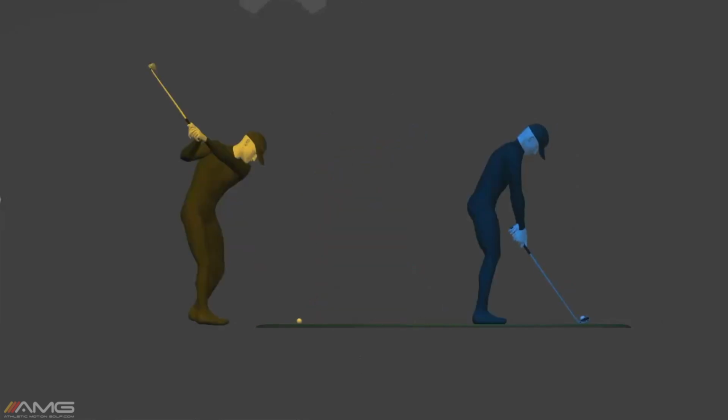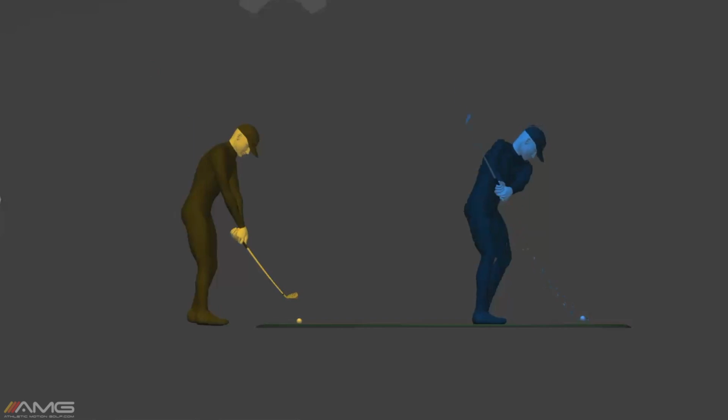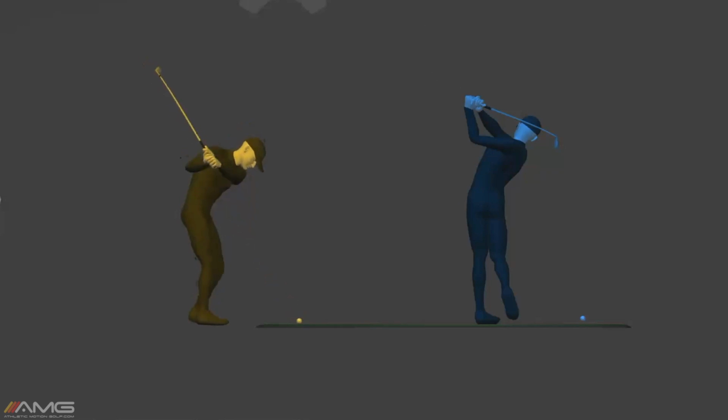And let's take the tour player back to the top and down to the ball. And the amateur up to the top, really steep out over. A lot of early extension of the body and then into the finish.